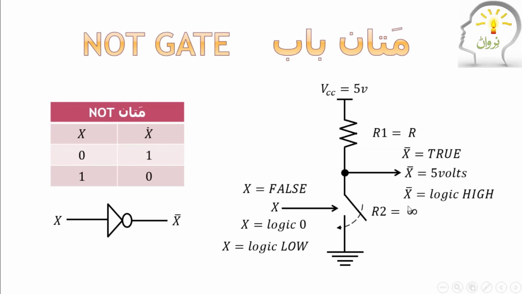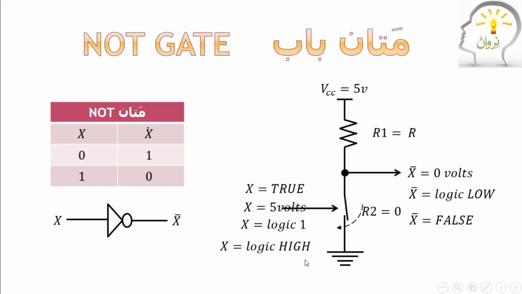So if X is false, if X is logic 0, if X is logic low, there is low voltage at the input, output will be X complement, which is high. Input is X, output is X complement. And if X is high, if you apply 5 volts, the switch will close. Then what will happen? Output will be low. Clear? You consider this as R1, this as R2, and you apply the voltage divider rule.